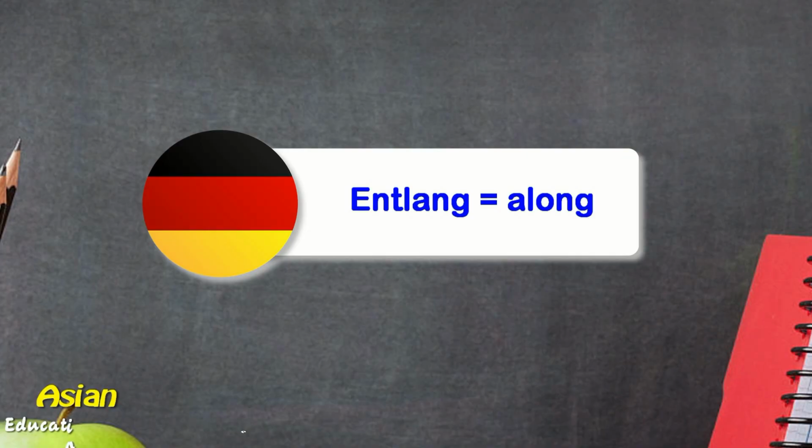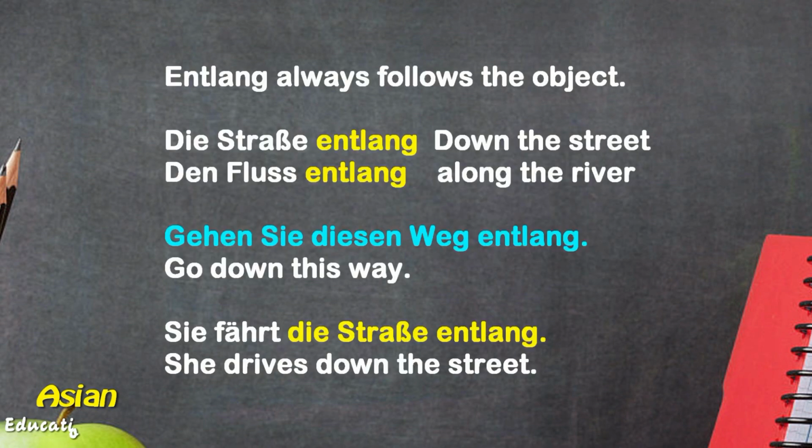The next one is entlang. Entlang means along. So remember here entlang always follows the object. Means it comes at the last. For example, die Straße entlang, down the street. Then den Fluss entlang, along the river. And here is one sentence. Gehen Sie diesen Weg entlang. Go down this way. Sie fährt die Straße entlang. She drives down the street. So it comes at the end.